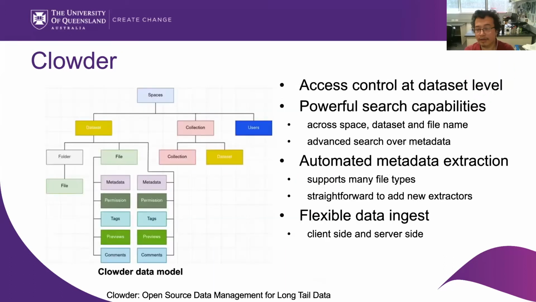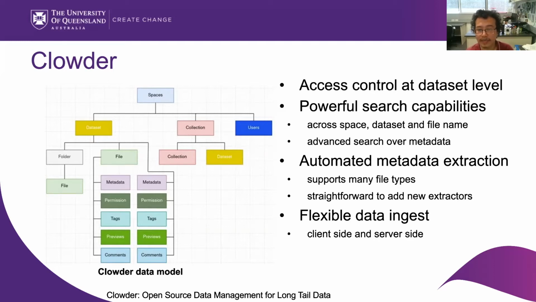In Clowder, data are organized into spaces. Under a space, you have datasets. And under datasets, you have an arbitrary hierarchy of folders and files. You also have collections, which are a virtual group of datasets. And the access control in Clowder is done at the dataset level.